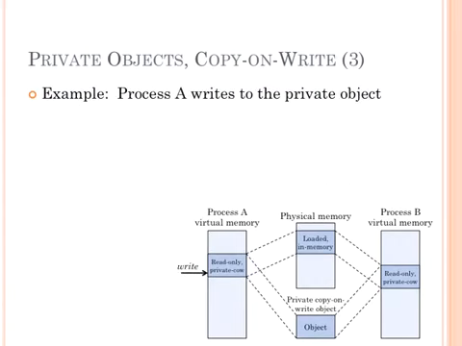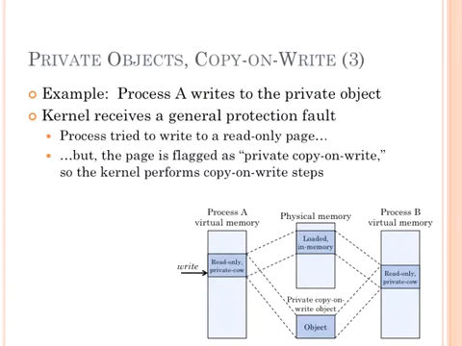Okay? So we have it right here, just as a simple example. The kernel gets a GPF, general protection fault. Now remember, this is not exposed to the process at all. This is all handled entirely by the kernel. So again, the kernel is an intermediary between the hardware and the application, giving it this really clever abstraction that allows us to have very efficient memory use.